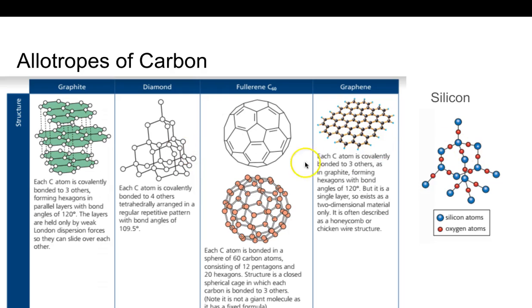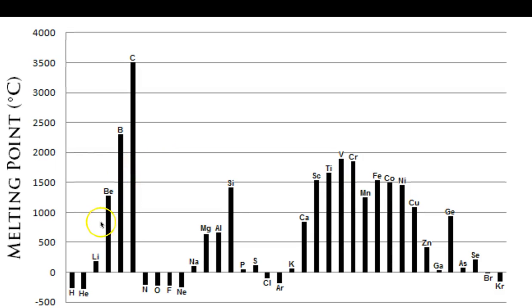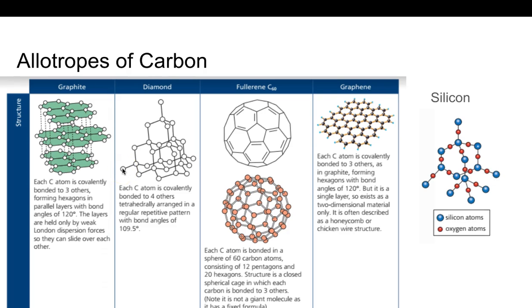Now, diamond and silicon, you can see they have very similar structures, and they actually form giant covalent structures, meaning a lot of these atoms will come together to make this really large crystal structure, and it causes these structures to be incredibly stable. Now, we looked at these trends before. We can see that carbon here and silicon have much higher melting points than other elements around them. That's because they form these giant covalent structures.